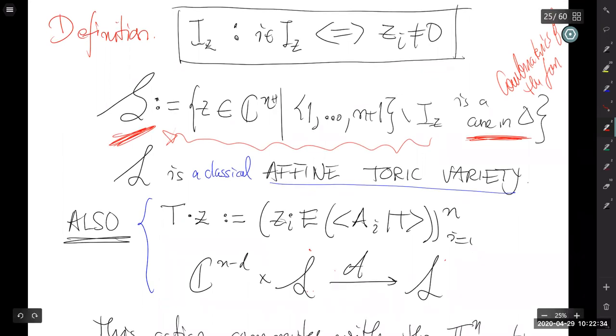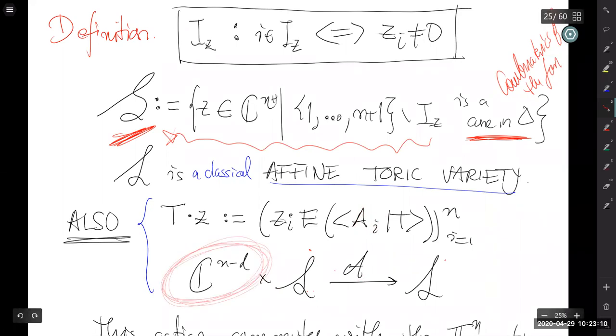But it not only has the torus action. Of course it has the torus action, but it also has this other action, A, of C^{n-d} on S. Now, because A could be rational or irrational, if A was rational, this would be, like in classical toric geometry, a second torus action.